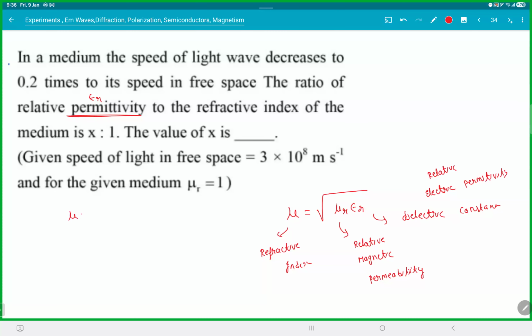And refractive index mu is nothing but speed of light in vacuum by speed of light in medium. So he's saying the speed of light became 0.2 times. So that's 1 by 0.2 or 5. So 5 is equal to root over mu r epsilon r, and mu r is 1, so epsilon r will be 25. Then he's asking the ratio of x is to 1. So that is 25 is to 5, which is 5. Clear with this?